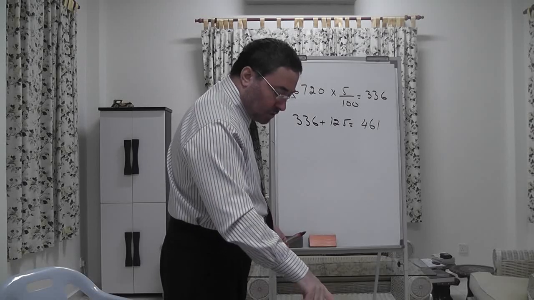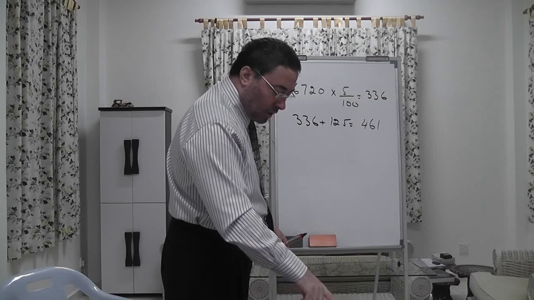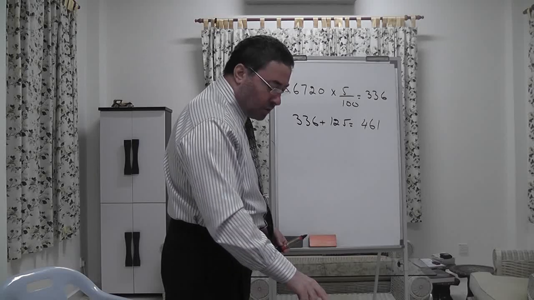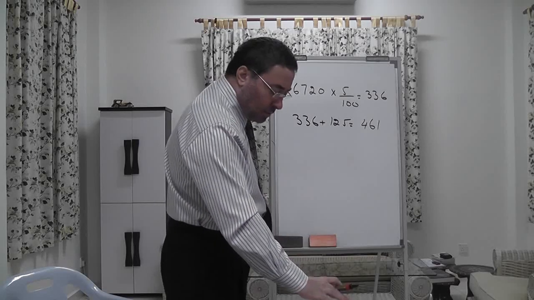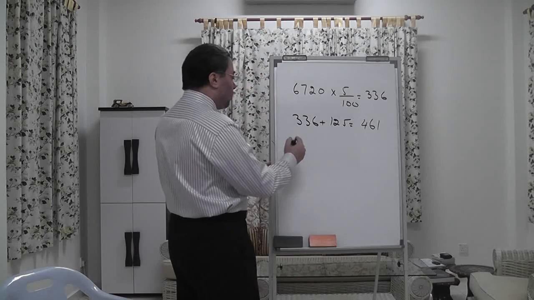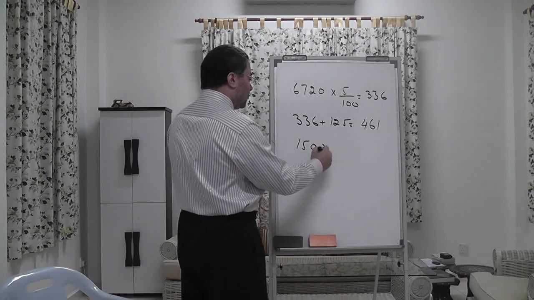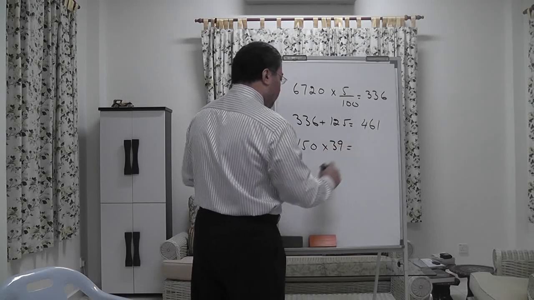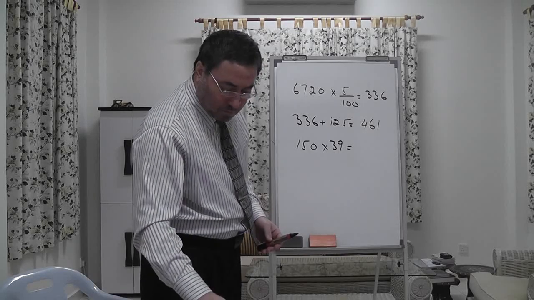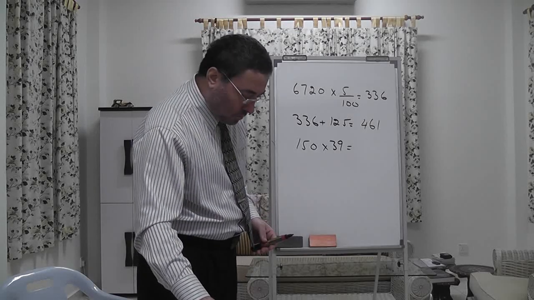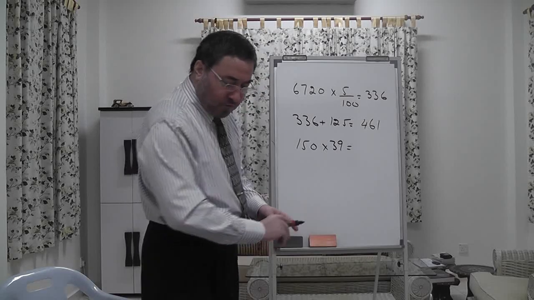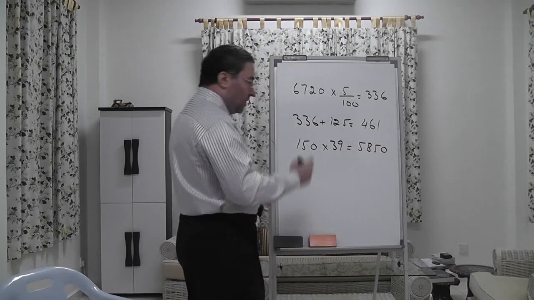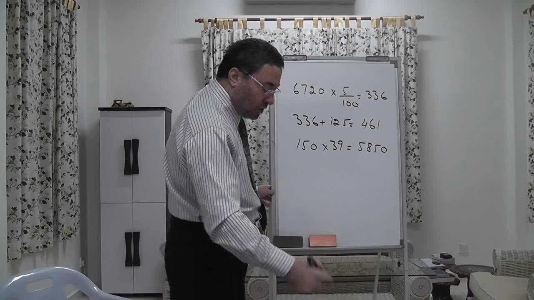Number 8. Mr. King bought 150 shares of stock at $39 per share plus 3.5% commission. How much did he pay in all? So he bought 150 shares at 39. So let's see how much he paid for this at 39. $5,850, and he paid 3.5% commission on this.